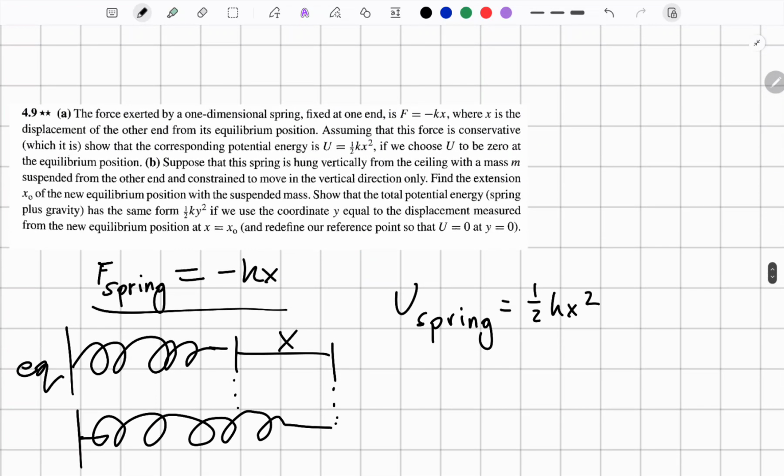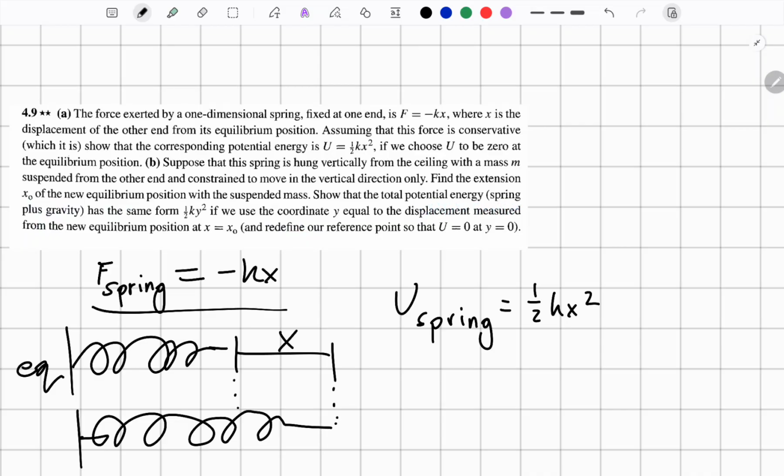For part B, we want to suppose that the spring is hung vertically with a mass m suspended from the other end and constrained to move in the vertical direction only. So we want to find how much it's going to stretch based on that mass, and also based on the spring constant, of course.